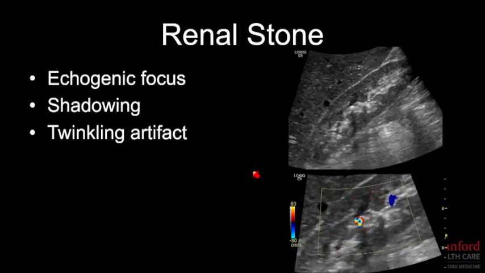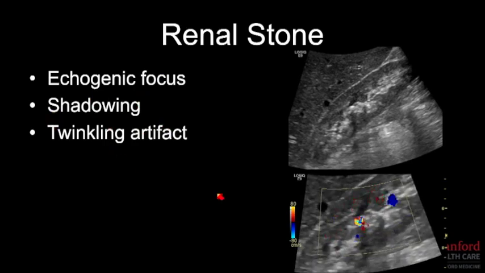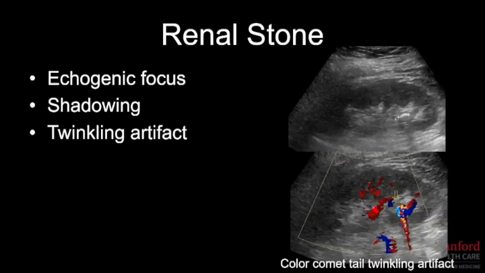So if you want to be absolutely sure that you're really looking at a kidney stone, you can't just rely on the twinkling artifact. You need to use your other sonographic features, and that includes an echogenic focus, posterior acoustic shadowing, and then twinkling artifact is very helpful. Here's an echogenic focus, posterior acoustic shadowing, and twinkling artifact. Another example where we have this echogenic focus, posterior acoustic shadowing, and twinkling artifact.